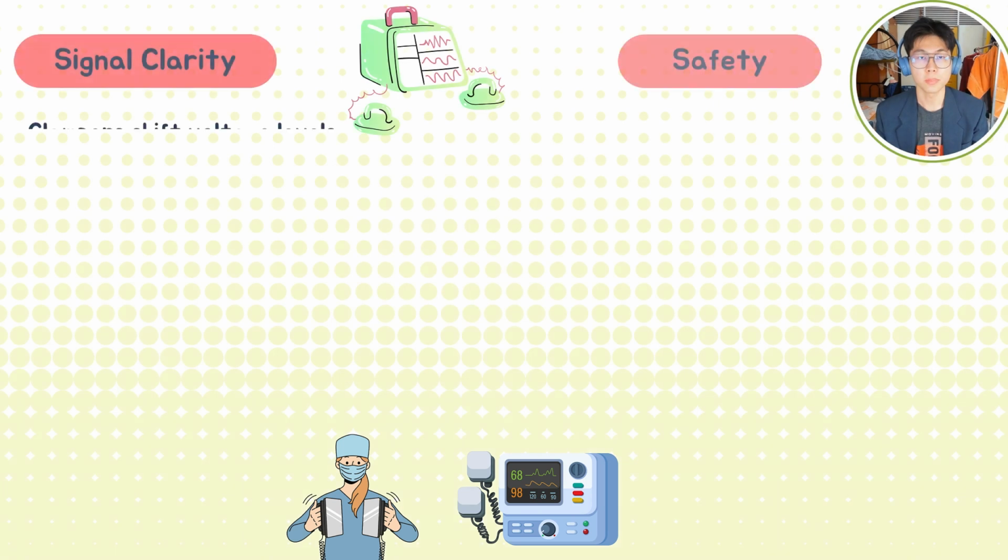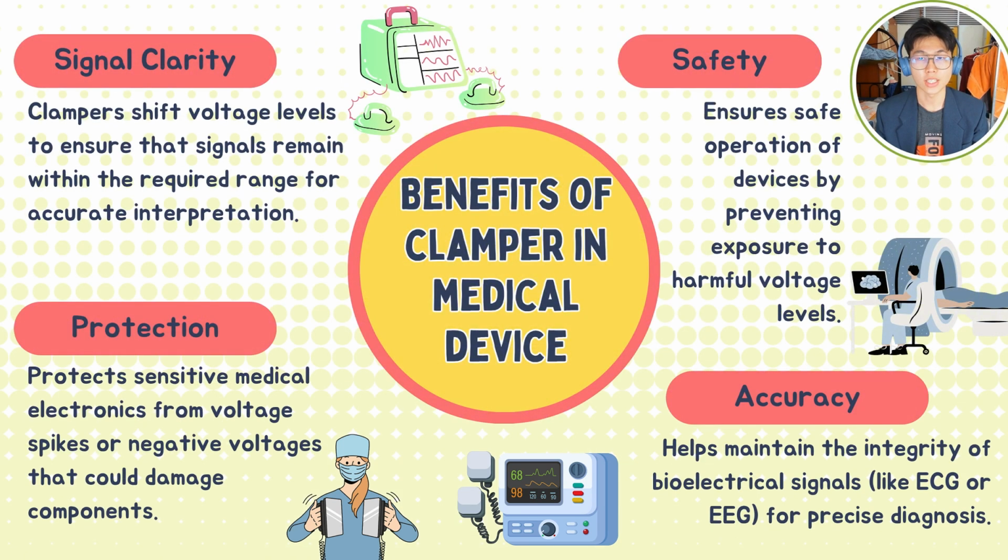Thank you. In modern medical technology, precision and safety are critical, and that's where clamper circuits come in. These simple electronic circuits play a vital role in ensuring that medical devices operate smoothly and accurately. Let's look at some of the key benefits of clampers in medical devices. First of all, signal clarity. Clampers shift the voltage level of an AC signal without changing its shape. This ensures that signals stay within the correct range, which is essential for clear and consistent interpretation, especially in sensitive equipment like ECG or EEG machines.